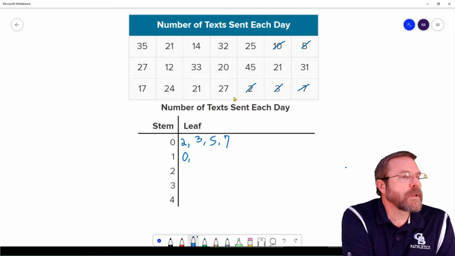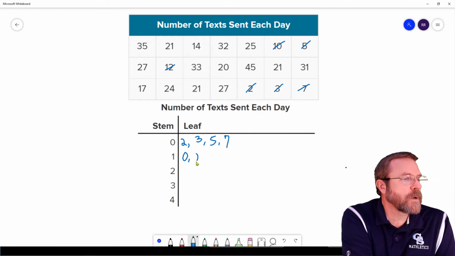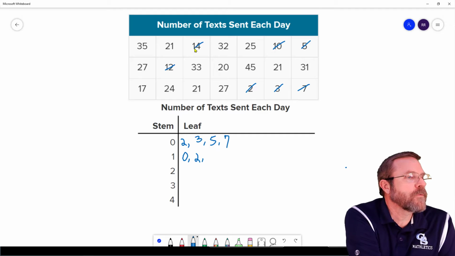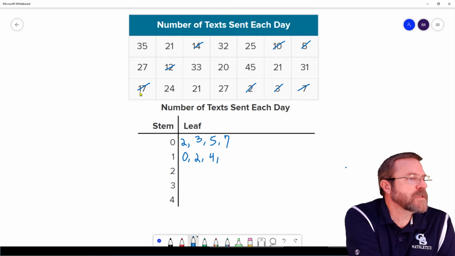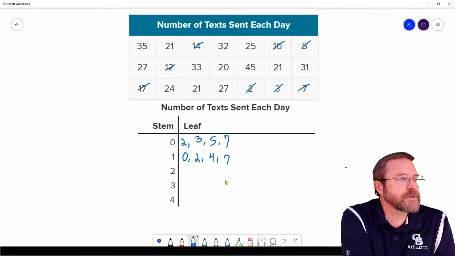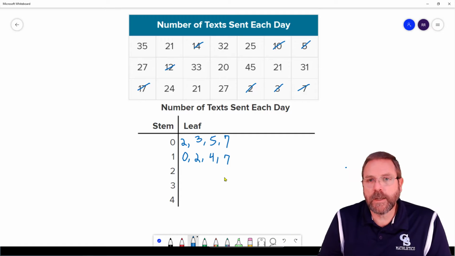And then after the 10, the next number I see is going to be a 12, which I'm going to put down a 2. And then I have a 14, so I'm going to put down a 4. And I have a 17, so I'm going to put down a 7. And I believe that is everything in my 10 through 19.